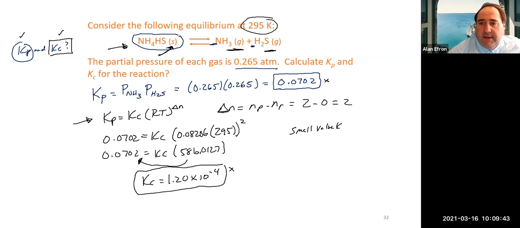Question on Kp, Kc, how to calculate them. Obviously, you need to know how to do that given the information provided to you.